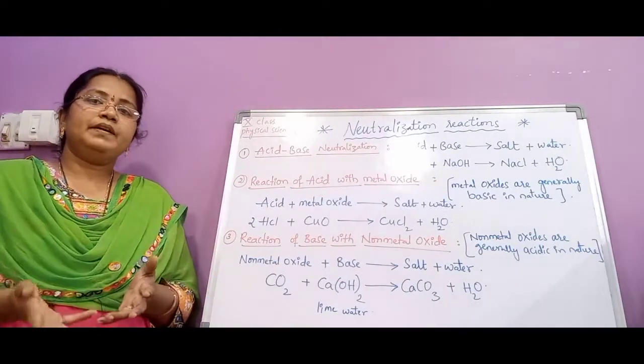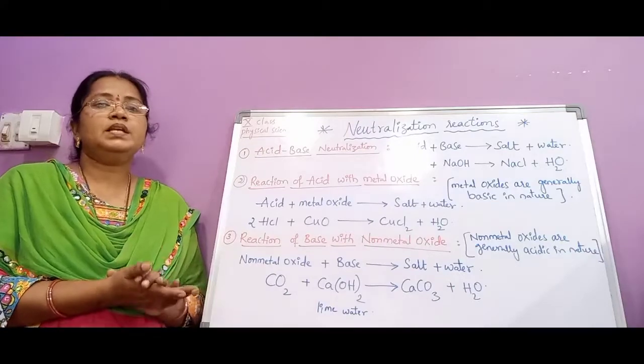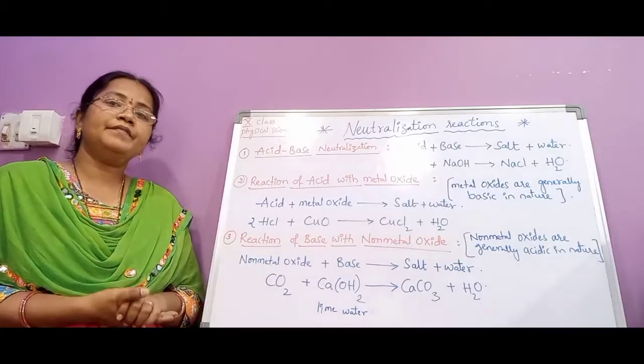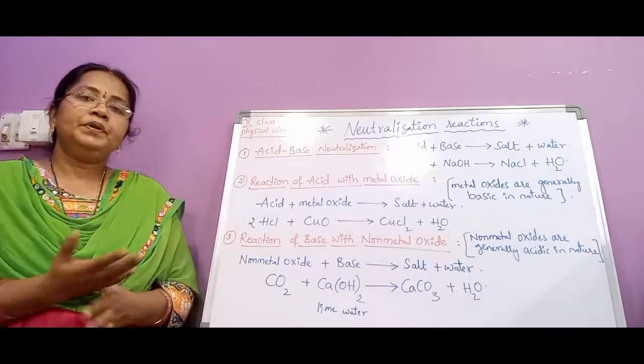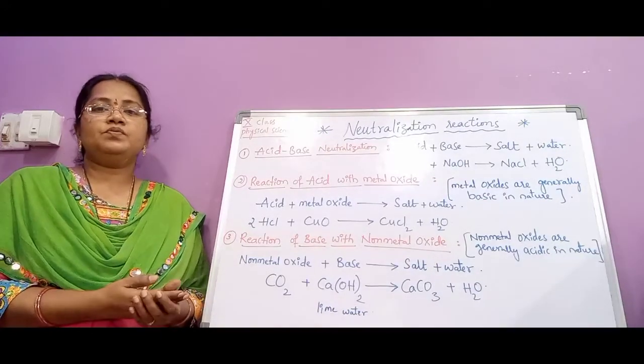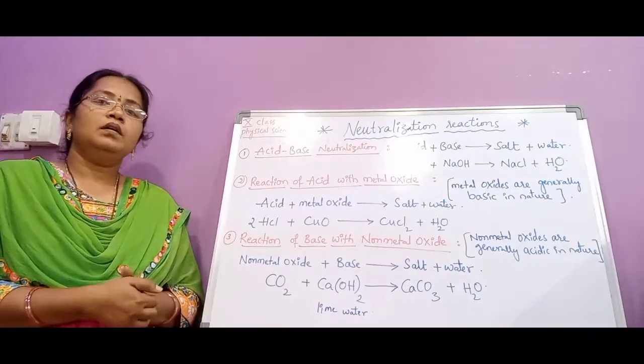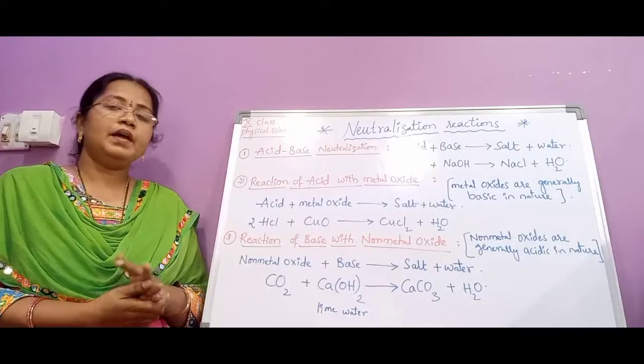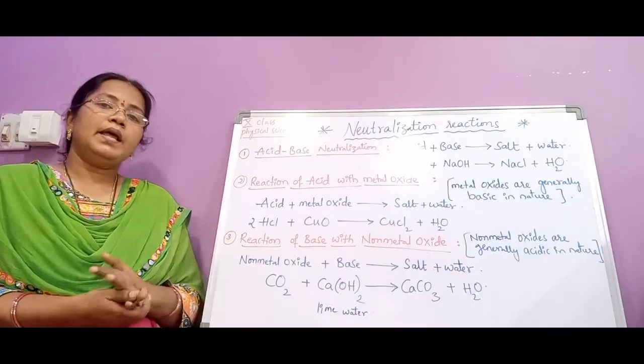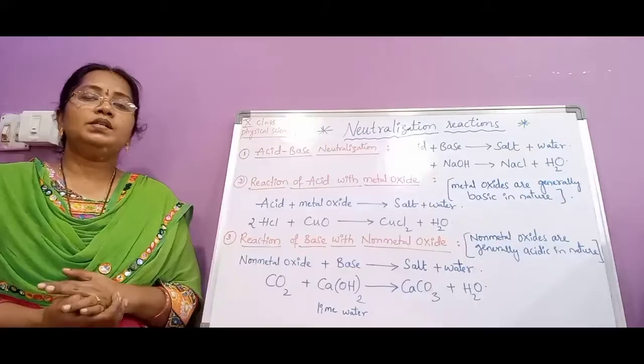First of all, in the previous classes we have studied about acids and bases. So how can we identify the nature of the substance, whether it is an acid or a base? How can we identify it? The simple thing is by testing the substance with the indicators. We have learned about indicators like phenolphthalein indicator and methyl orange indicator.